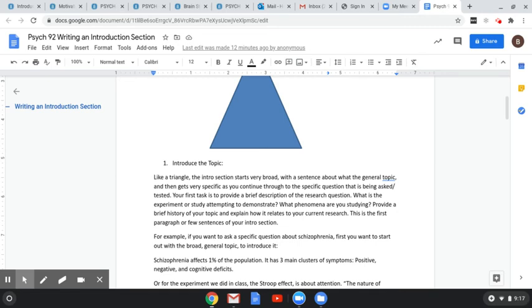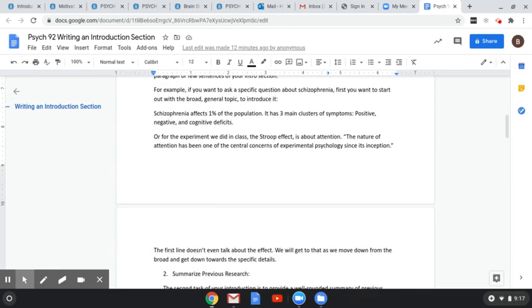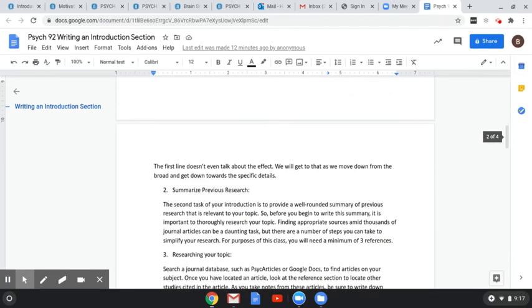So if we wanted to use the example of the experiment we did in class, the Stroop effect, well, that's about attention. So you can say something like, start off the paper with, the nature of attention has been one of the central concerns of experimental psychology since its inception, right? That's a good way to start the paper. The first line doesn't talk at all about the effect. All we're talking about is attention or cognitive psychology.